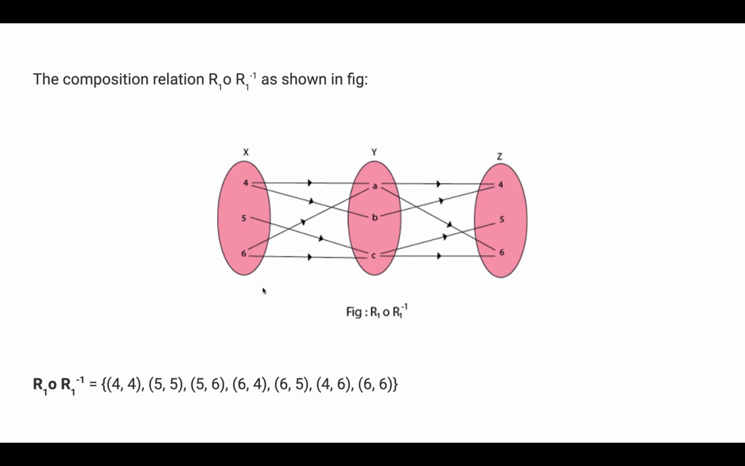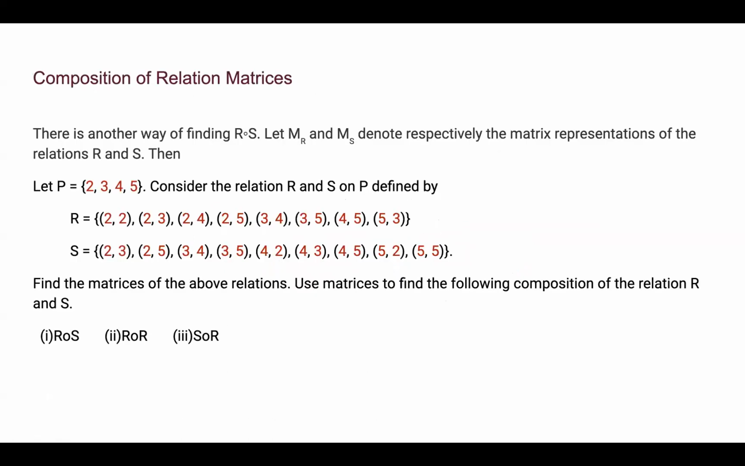Then this one 6 to A, and again 6 to 4 and 6 to 6 is also there. And here 6 to C, it will again 6 to 5 and 6, 6. All these are the elements of R1 composite R1 inverse. All these are the contents which we have already discussed.